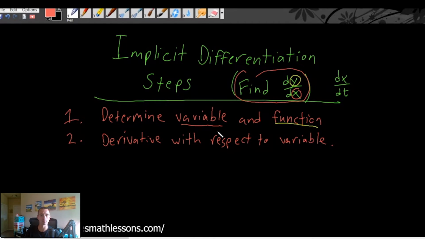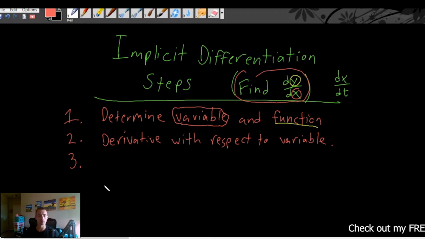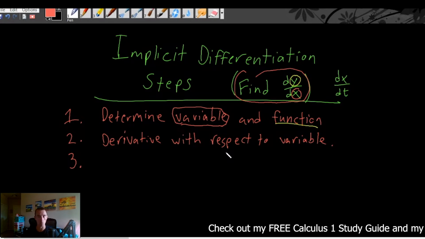So we're taking it with respect to whatever you determined was your variable up here in step 1. So if we're finding dy dx, we're taking the derivative with respect to x of both sides of our equation. Once you do that, you should end up with, so doing this step 2, you may have to use different things like power rule, product rule, quotient rule.